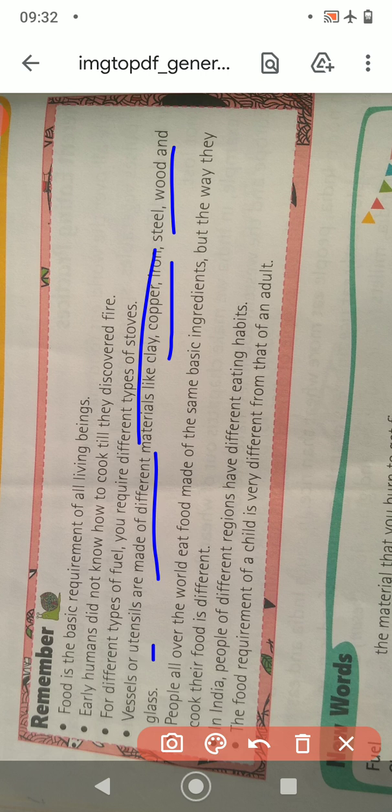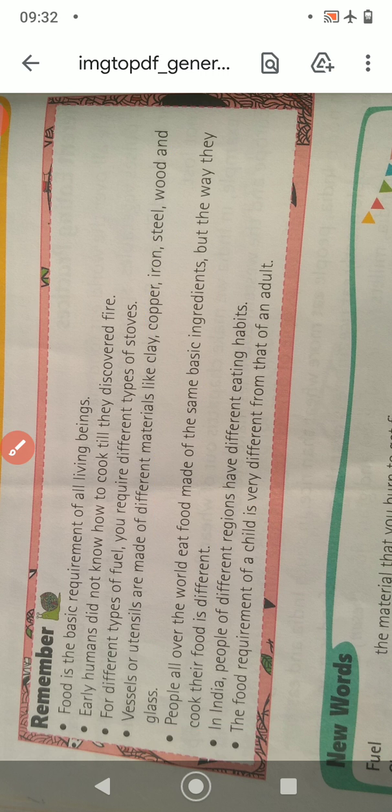People all over the world eat food made of the same basic ingredients, but the way they cook their food is different. In India, people of different regions have different eating habits. The food requirement of a child is very different from that of an adult.